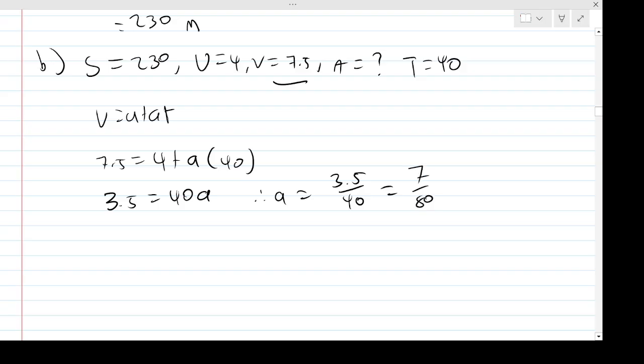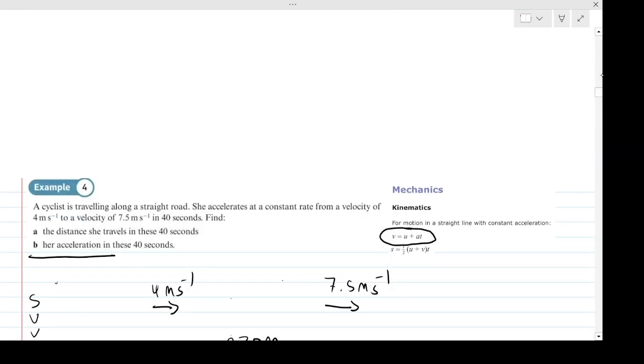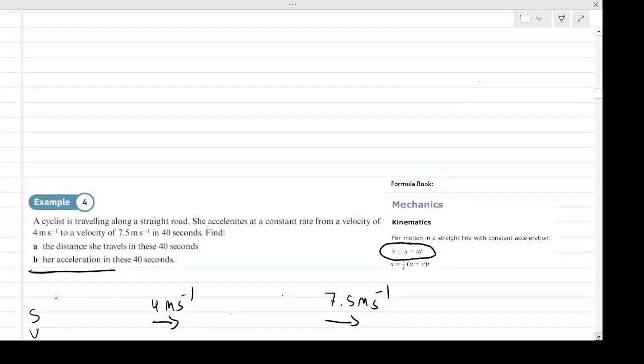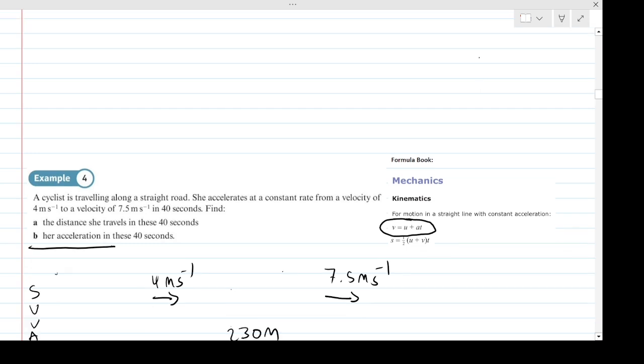7/80 as a fraction, and that would be in meters per second squared. Okay, that's my acceleration then. Okay, right, so that's the idea. Fairly straightforward example, but that's the main idea.